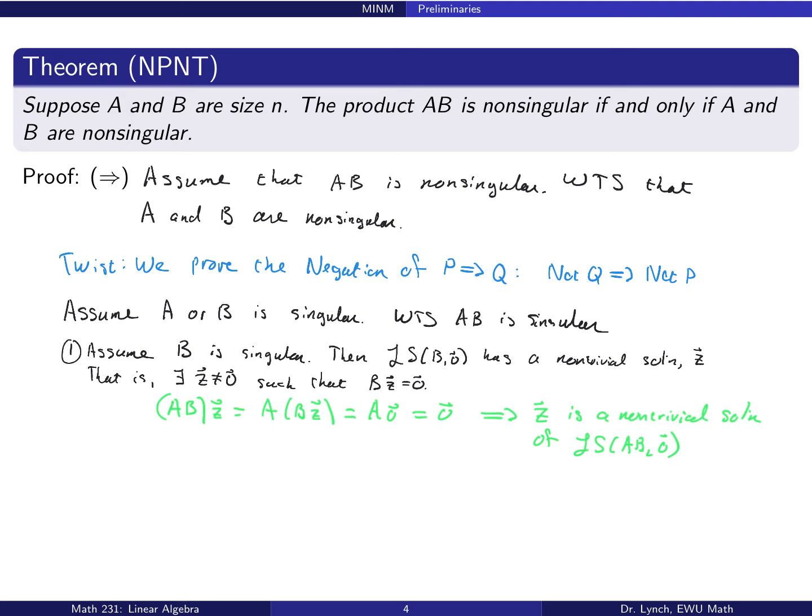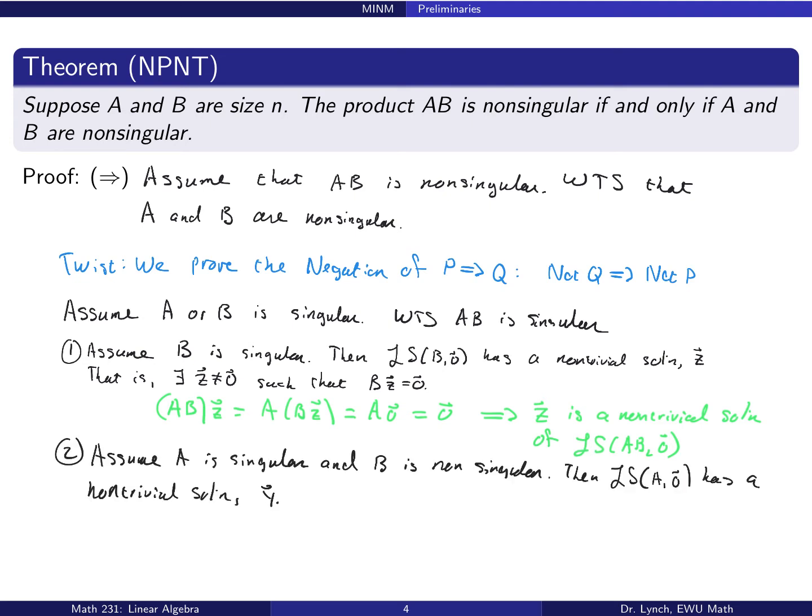For the second part, we'll assume that A is singular while assuming that B is not singular. Of course, we can assume that B is non-singular because if B is singular, we're covered by case 1. So if A is singular, then the homogeneous linear system with A as a coefficient matrix has a non-trivial solution. Let's just call that solution Y. Since B is non-singular, a linear system with coefficient matrix B and vector of constants Y also has a unique solution.